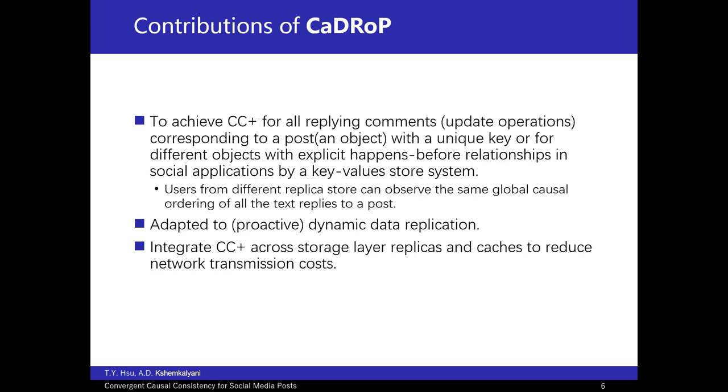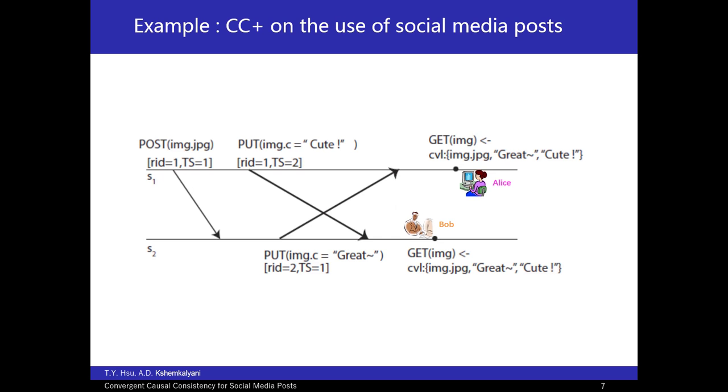Also, Causal is adapted to dynamic replication and incorporate the CC+ across storage layer replicas and caches to reduce network transmission costs. We use an example to explain how a social media post is displayed by applying CC+ protocol on it.